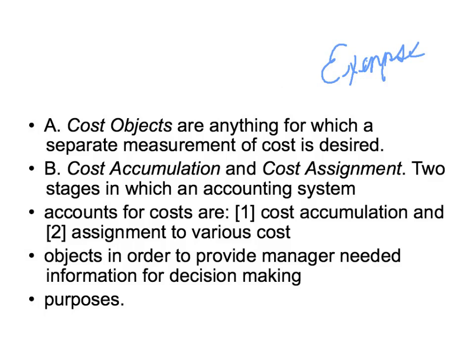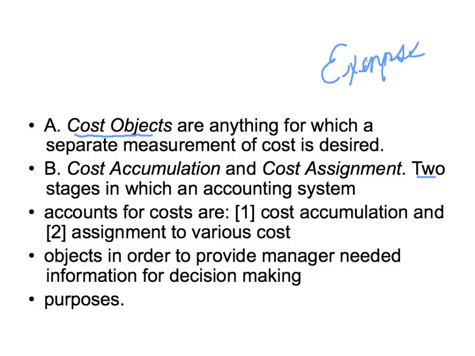So to begin with, the first thing is cost object. That is anything. It could be the number of rooms in a hotel. It could be a kilometer of paved highway. Anything for which we want a separate measurement of costs. So we're going to look at costs related to that cost object. And we're going to accumulate that cost, that is, bring it all together, and then assign it to the cost object.